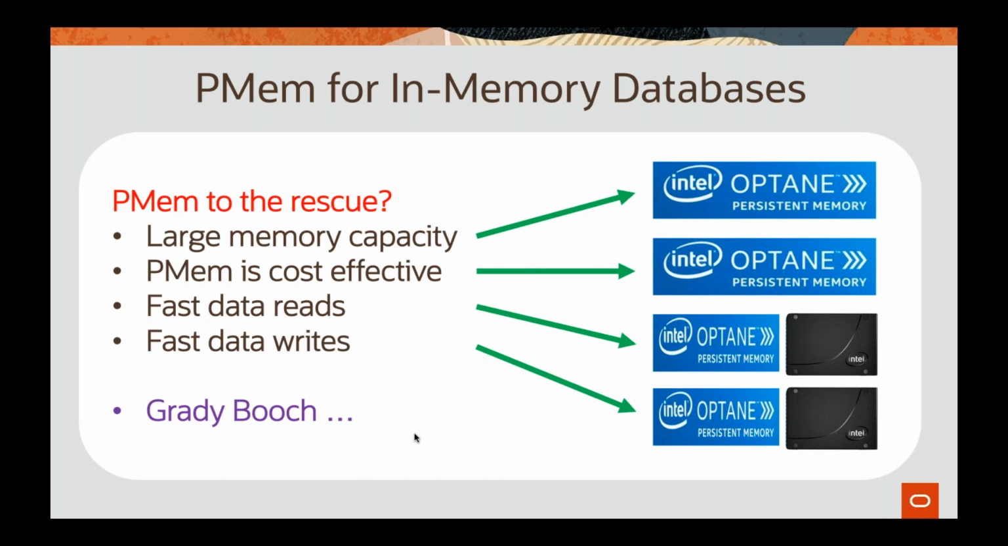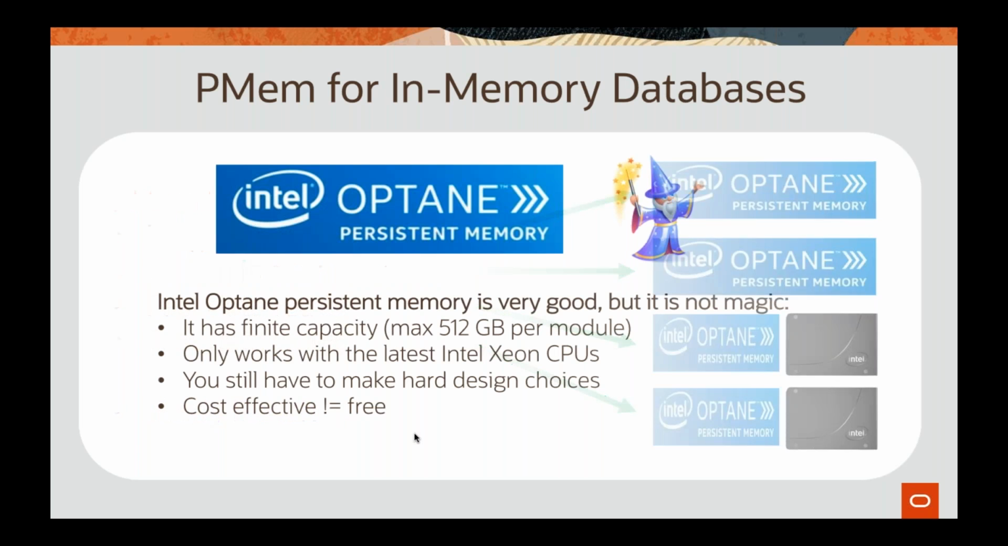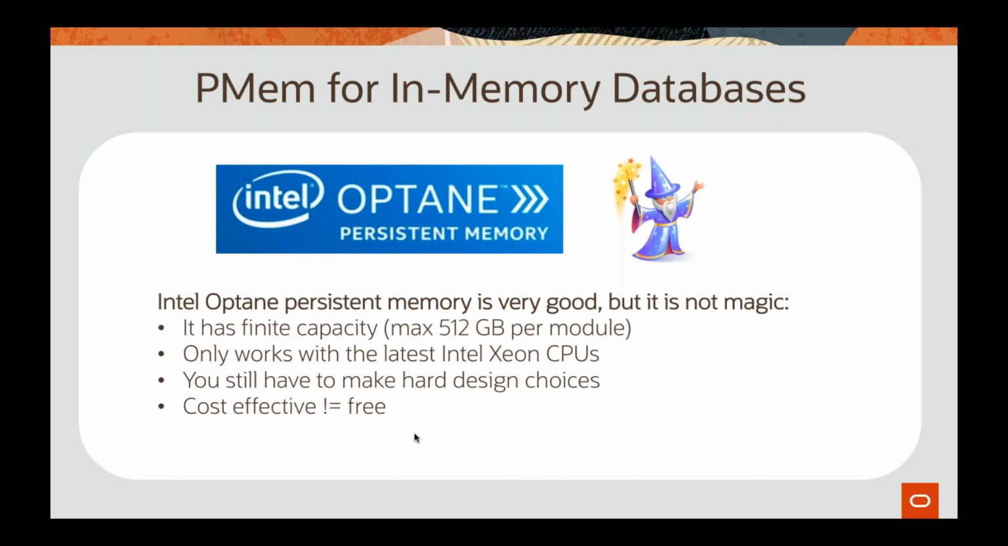The point is, you've got to figure out what you're doing and why to take best advantage of this technology. When I talk to some people about persistent memory, they think it's magic, but it's not. You've got to understand the limitations. It has higher capacity, but it's still finite. It doesn't work everywhere. It only works on the latest second generation Intel Xeon CPUs. As a developer or architect, you still have to make hard design choices. And even though it's cost effective, it's certainly not free.